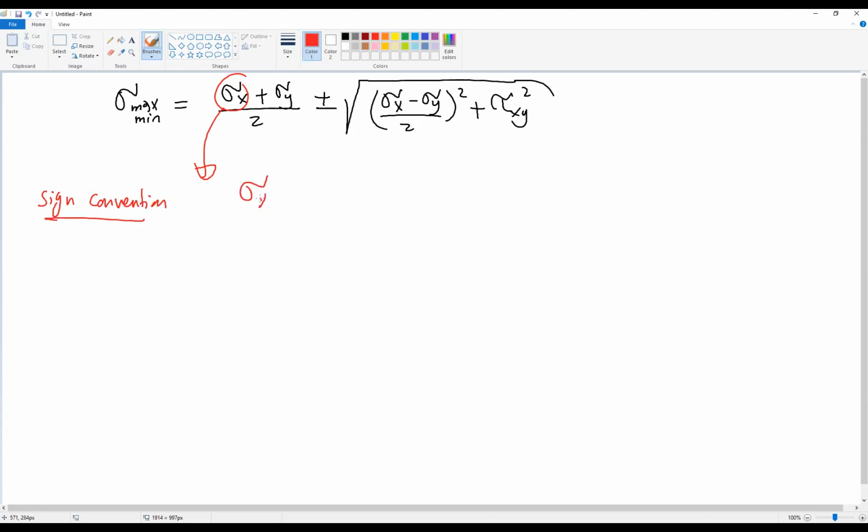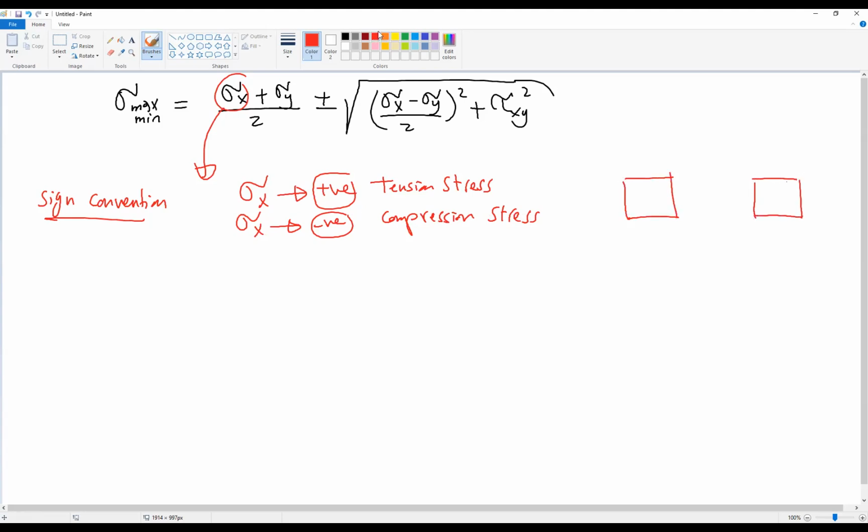As you know, sigma x is positive if we have tension stress, and negative if we have compression stress. If this sigma x is in the horizontal direction, is it tension or compression? Here the element is under tension, so sigma x is positive. In the other case, if the stress is pushing in x direction, sigma x will be negative because it is compression.